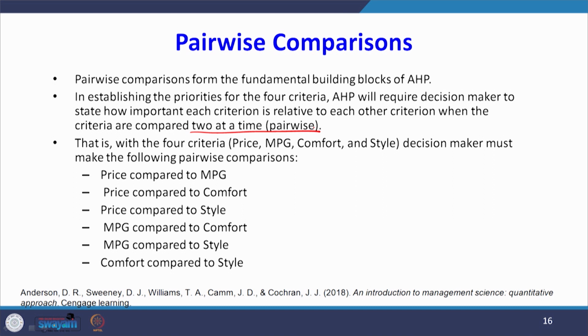That is, with the 4 criteria, price, miles per gallon, comfort and style, the decision maker must make the following pairwise comparisons. What are they? Price versus miles per gallon, price versus comfort, price versus style, miles per gallon versus comfort, miles per gallon versus style, and finally comfort versus style.